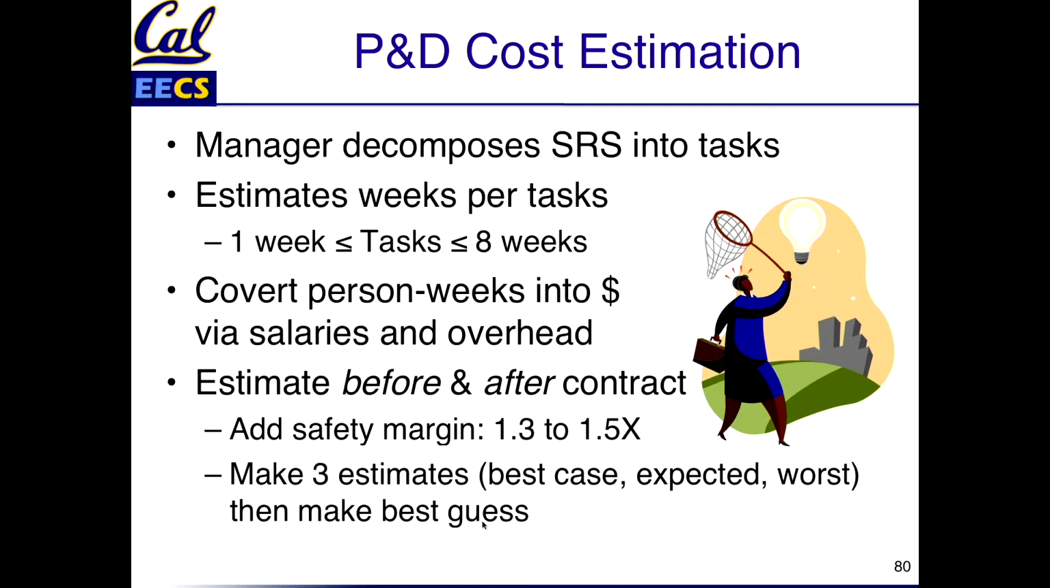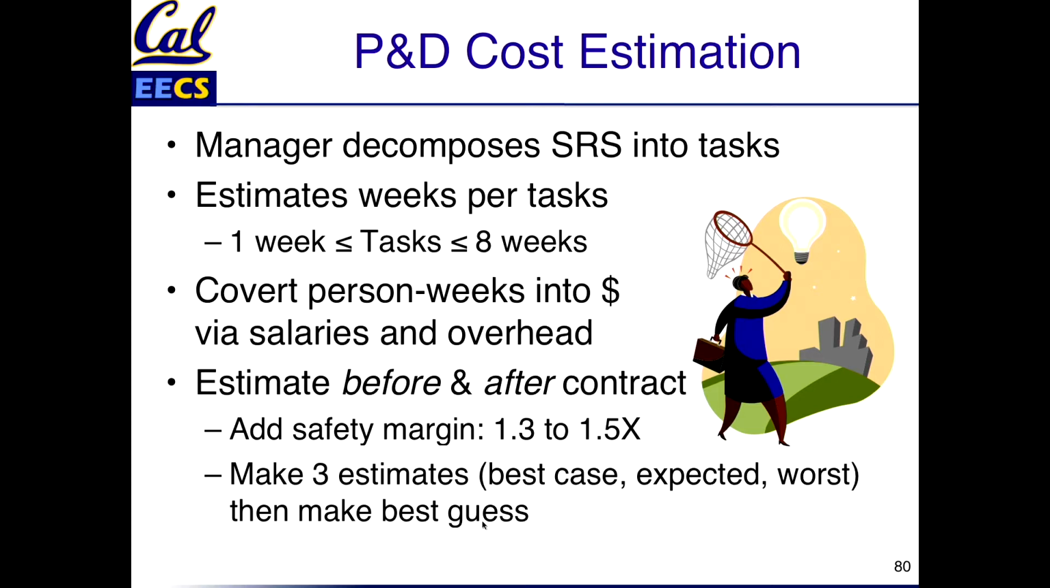And then when do you do this? Well, you do it before you get the contract and then after you get the contract, right? So you'd sure like those cost estimates to be similar, what I bid to get it and what it's going to cost the company to build it. So one idea is you add a safety margin. Maybe you and your team work through how many weeks it's going to take to do these tasks, and you multiply by a number like 1.3 or 1.5.